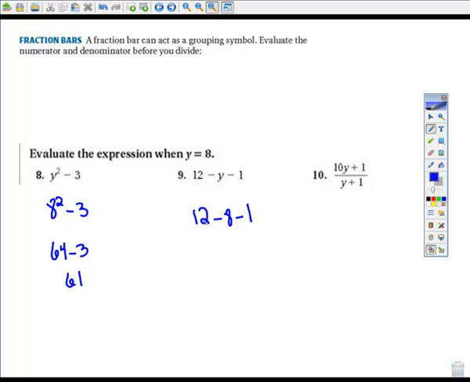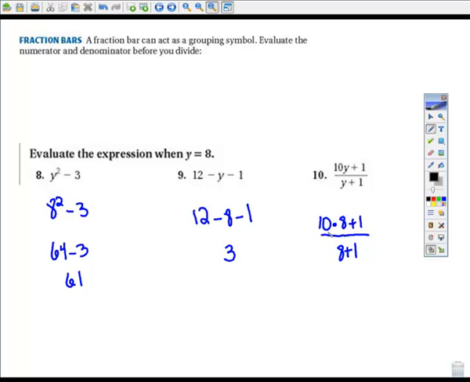Just basic subtraction. 12 subtract 8 is 4. Subtract 1 is 3. And this one, since it's all straight subtraction, you can do it all in one step like this. Now we have 10 times 8 plus 1. You can either use a dot or parentheses. I prefer you not use an X for multiplication because you're going to use X as a variable in algebra class. And then we also have 8 plus 1.